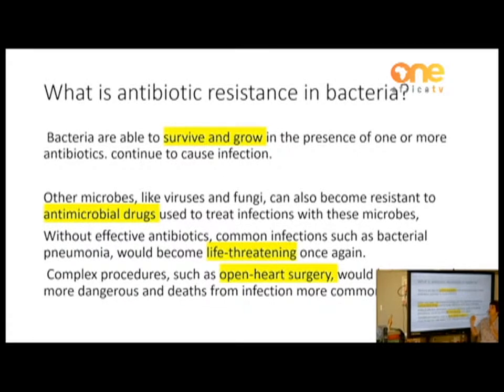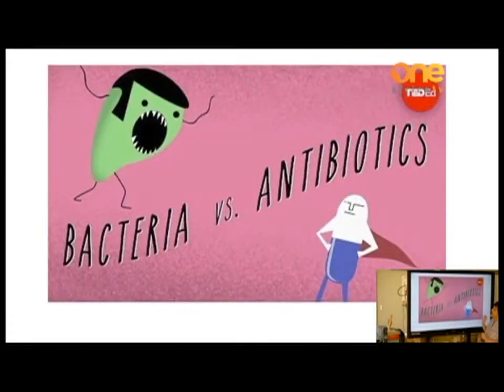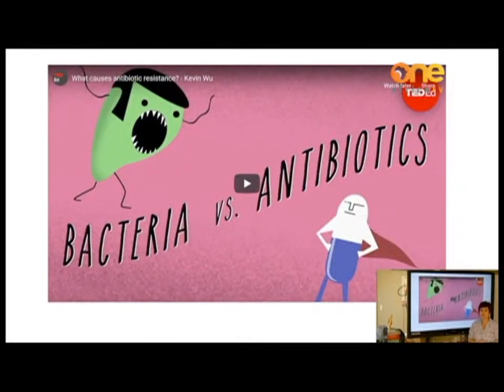If the antibiotic cannot kill the bacteria, if the bacteria are able to survive and grow in the presence of the antibiotic. I want us now to look at a video that explains this bacteria versus antibiotics.